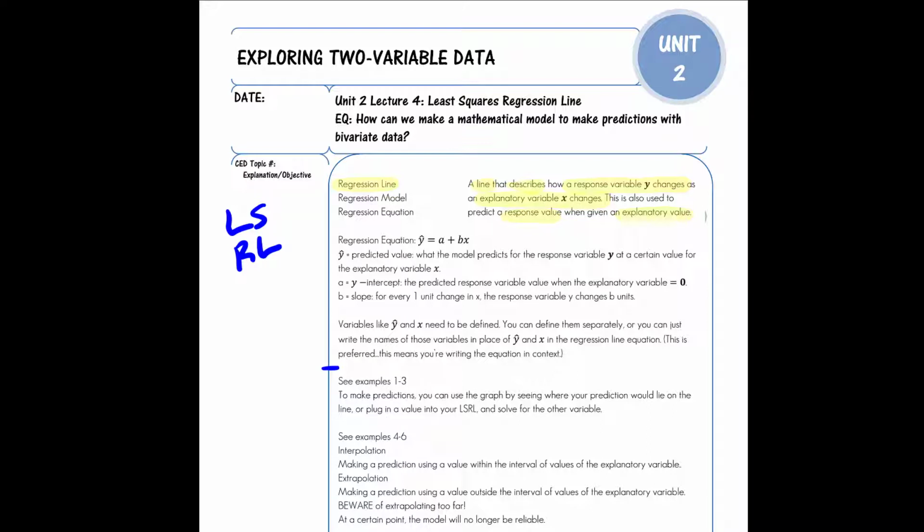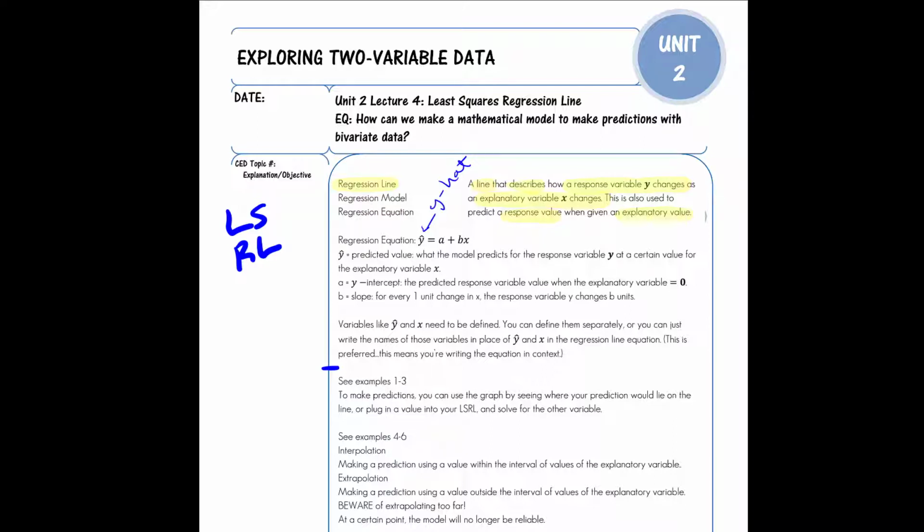Now, the regression equation is y hat equals a plus bx. It's important to note that this little triangle on top is a y that's ready to party. He's got his hat on. We pronounce that as y hat, and that hat is super important.